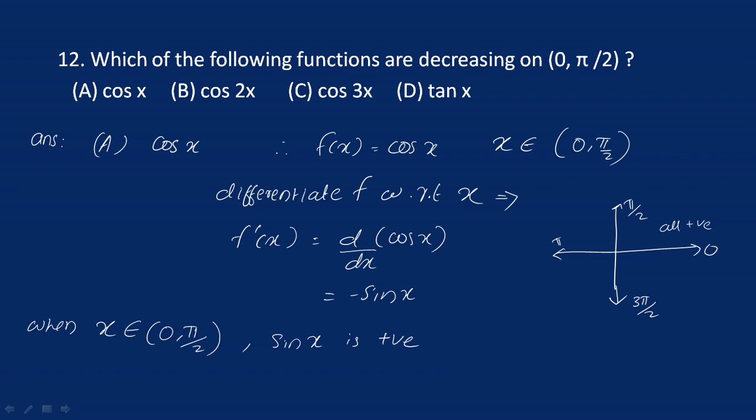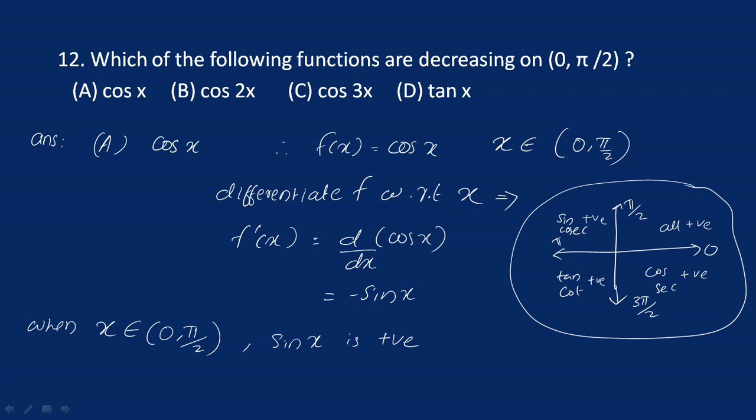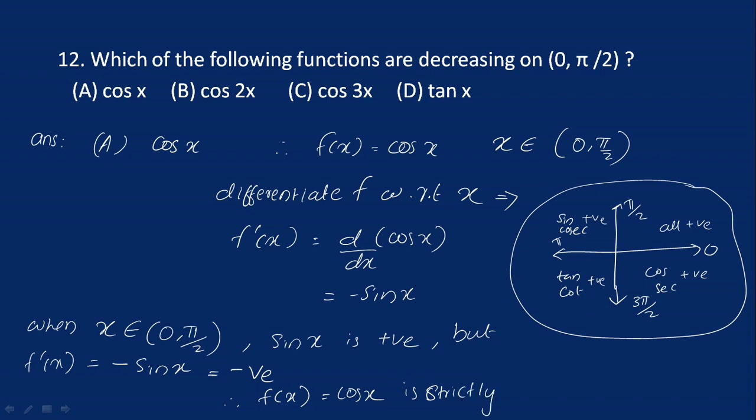In the first quadrant, that is from 0 to pi by 2, all trigonometric functions are positive. In the second quadrant, pi by 2 to pi, sine and cosec are positive. In the third quadrant, pi to 3 pi by 2, tan and cot are positive. And in the fourth quadrant, cos and sec are positive. So when x belongs to the interval 0 to pi by 2, in the first quadrant, sin x is positive. But f dash of x is minus sin x, so minus into sin x is a negative quantity. So f dash of x is negative, and we can write f of x equal to cos x is a strictly decreasing function in the interval 0 to pi by 2.